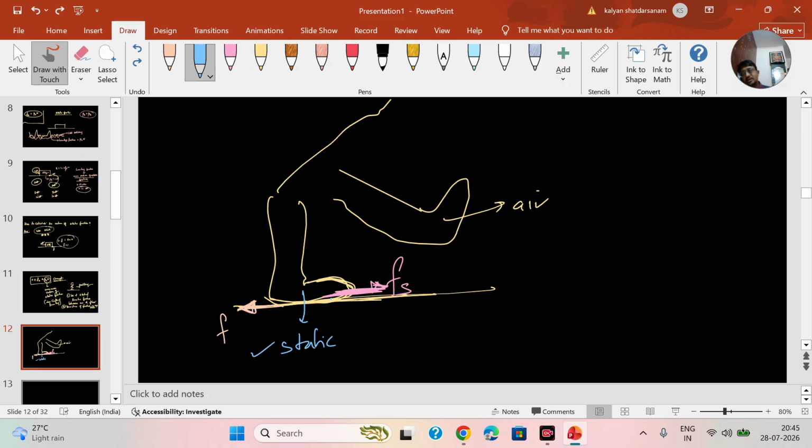So the kind of friction that acts on your foot is static. It's not kinetic. Many people think that, sir, I am moving, so it should be kinetic. No, you are moving, but your movement is not important. The two surfaces which are in contact, the shoe and the ground, those two surfaces are what you should look at. And there is no relative motion between them. And hence the friction is static. And it is in the forward direction.